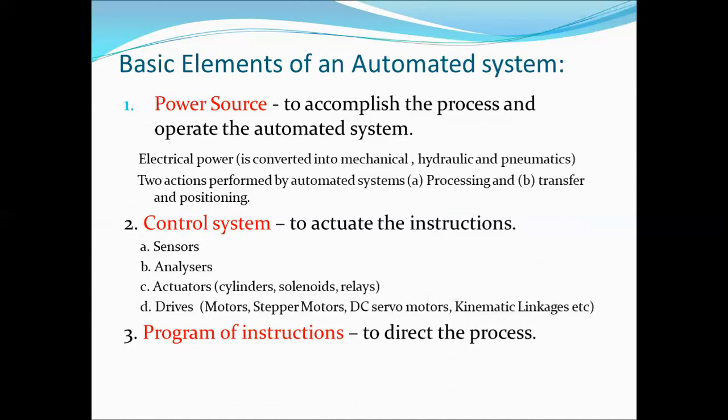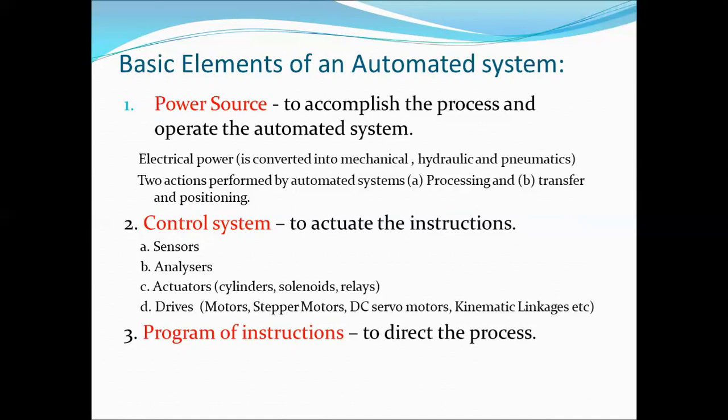Next is the control system. A control system is basically used to actuate the instructions. In this case, we have to use some sensors, analyzers, and actuators like a cylinder, solenoid, relays, drives, motors, stepper motor, DC servo motor, and kinematic linkages. So these things can be used in a control system.